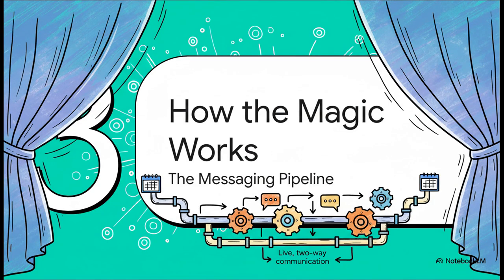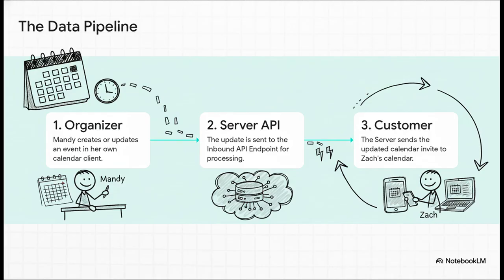So, you're probably wondering, how is this live, two-way communication even possible? Let's pull back the curtain for a second and look at the simple but really powerful tech that makes this whole messaging pipeline work. Well, the flow is actually incredibly simple. It all starts with Mandy's calendar. Anytime she makes a change, any change at all, that update gets sent to a central server. The server then immediately pushes that exact same update out to everyone who has the event, like Zach. It's a continuous, live loop.